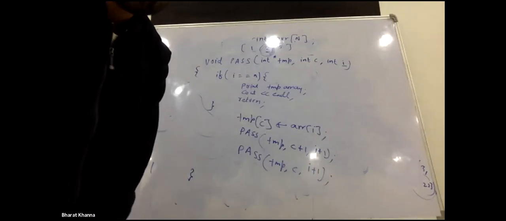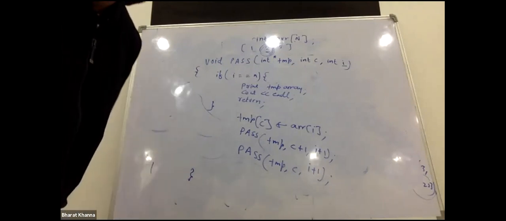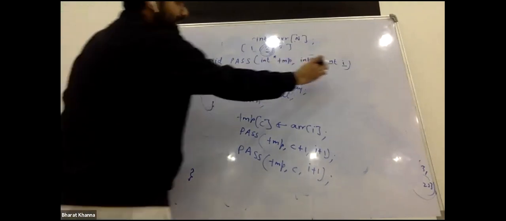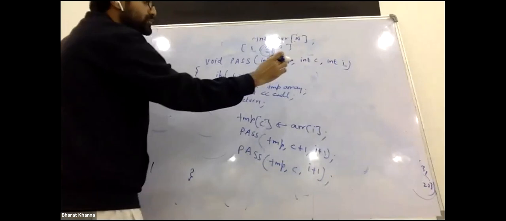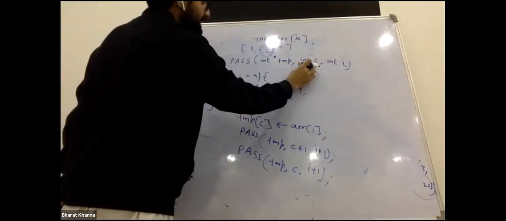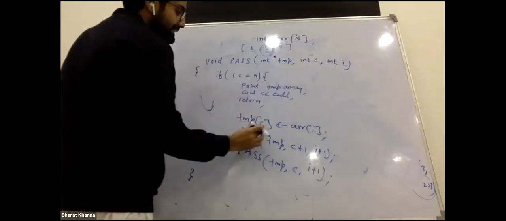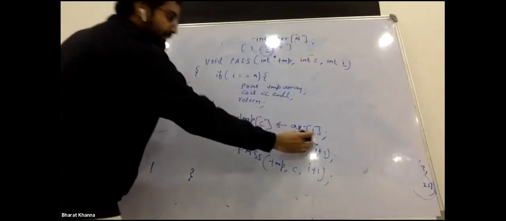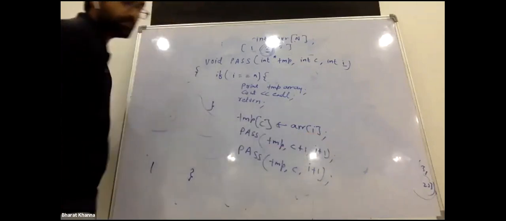Okay, can you explain temp c equals to this again? So Nishi, I said that when you are at ith index, you can either choose to accept it or reject it. So in order to accept it, I need to put it at cth index in my temp. So I just put it and then I called the function.